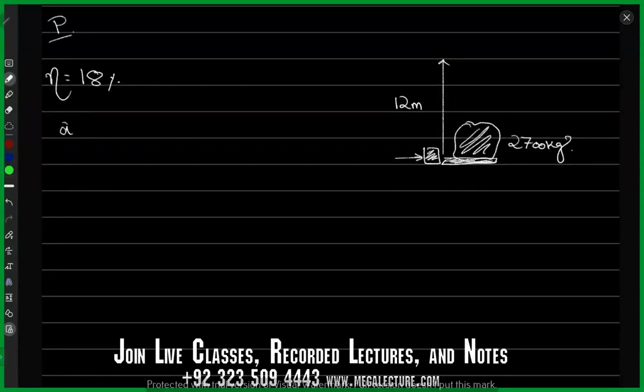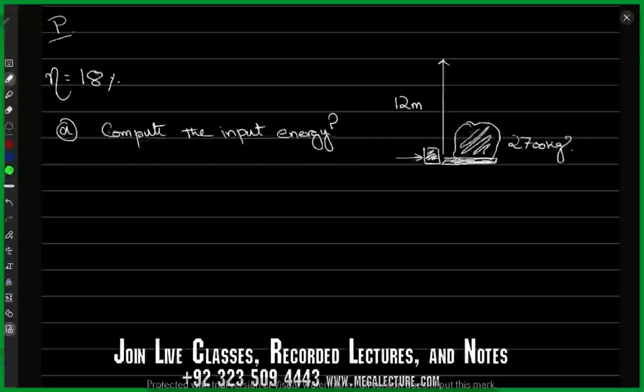Now, I want you to compute the input energy. So first of all, why not go ahead and compute the energy that I gave it, the input energy. The input energy is the energy from the petrol. So can you tell me how I should do this? The 18% of the input energy is converted into gravitational potential energy.